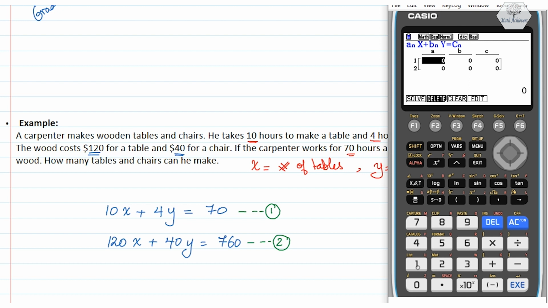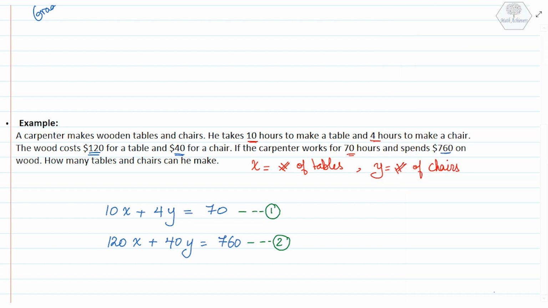I have 10x, so A is 10. 4y, so B is 4. And the C, the constant after the equal sign, is 70. And then I have 120x, and I have 40y, and I have 760 to be the value of C. Execute. I can find that x is equal to 3 and y is equal to 10. So the solutions are x is equal to 3 tables and y is equal to 10 chairs.